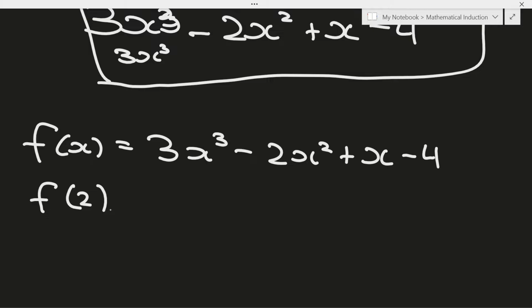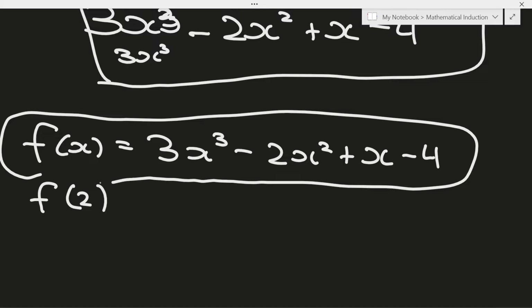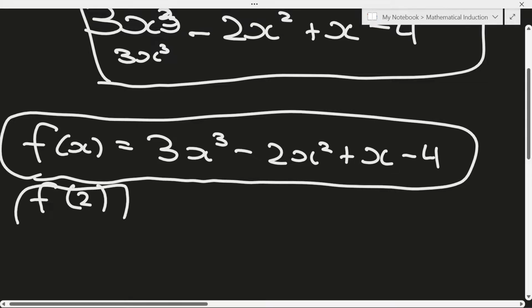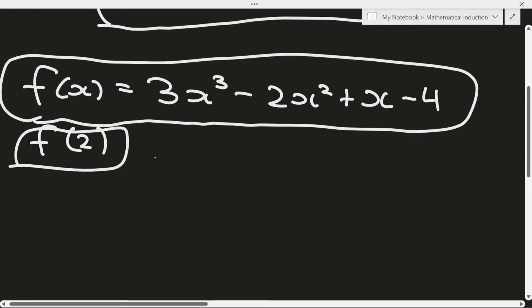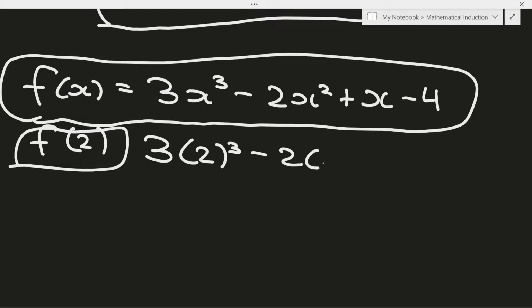Whatever value of x we have, well, 2 is the new value of x, but wherever we see x, we'll replace it with 2, because this expression here was f of x, and we're trying to find f of 2. So simply wherever we see x, we'll replace it with 2. So 3 times 2 cubed minus 2 times 2 squared plus 2 minus 4.